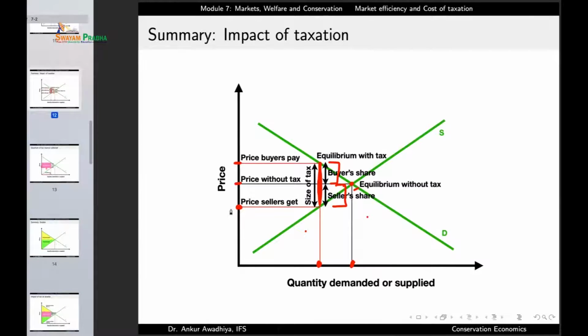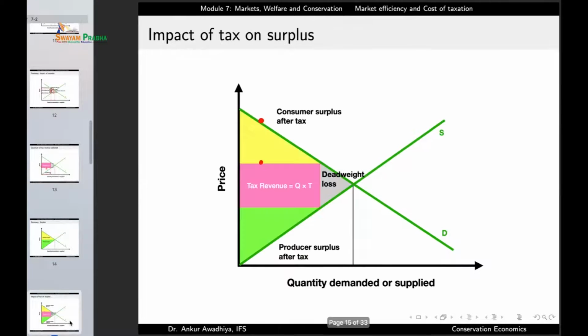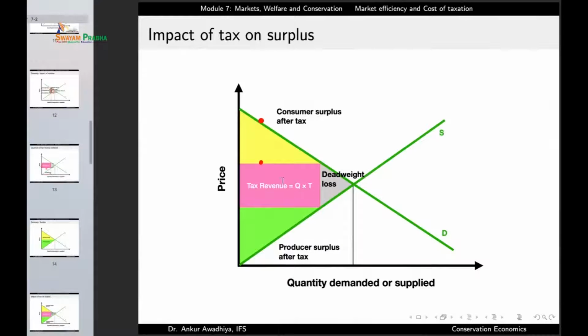Because the producer surplus is the price minus the cost of production, now the line shifts to here. Earlier we had this whole area as the producer surplus, but now only this small triangle is the producer surplus. So with the tax, we have a reduction in the consumer surplus and a reduction in the producer surplus. But a part of the earlier surplus is going to the government in the form of tax revenue. So there is a surplus for the government.